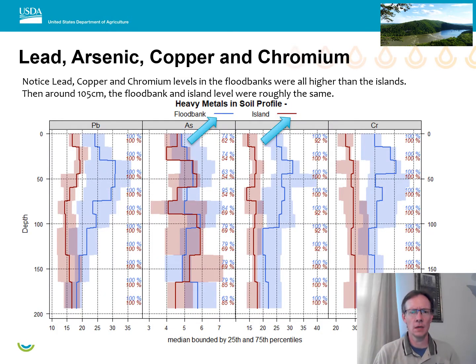Here's a chart of the lead, arsenic, copper, and chromium all shown together. If you look at the blue line, which is your flood bank soils, and the red line, which is the island soils, you can see how the blue line is a lot higher than the red on pretty much every single one of these elements. Lead, copper, and chromium all had a lot higher levels in the flood banks versus the islands. And when you got down to about 105 centimeters, the flood banks and islands kind of leveled.